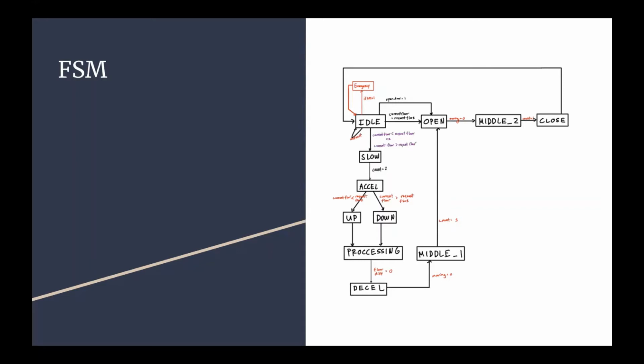The last case is in the case of an emergency. During the emergency state, the emergency light will flash on a timer and then return to the idle state. During any state, if the reset button is pressed, the elevator will return to the idle state and at floor 1. Now I'll hand it off to Ramandeep to explain the board layout.